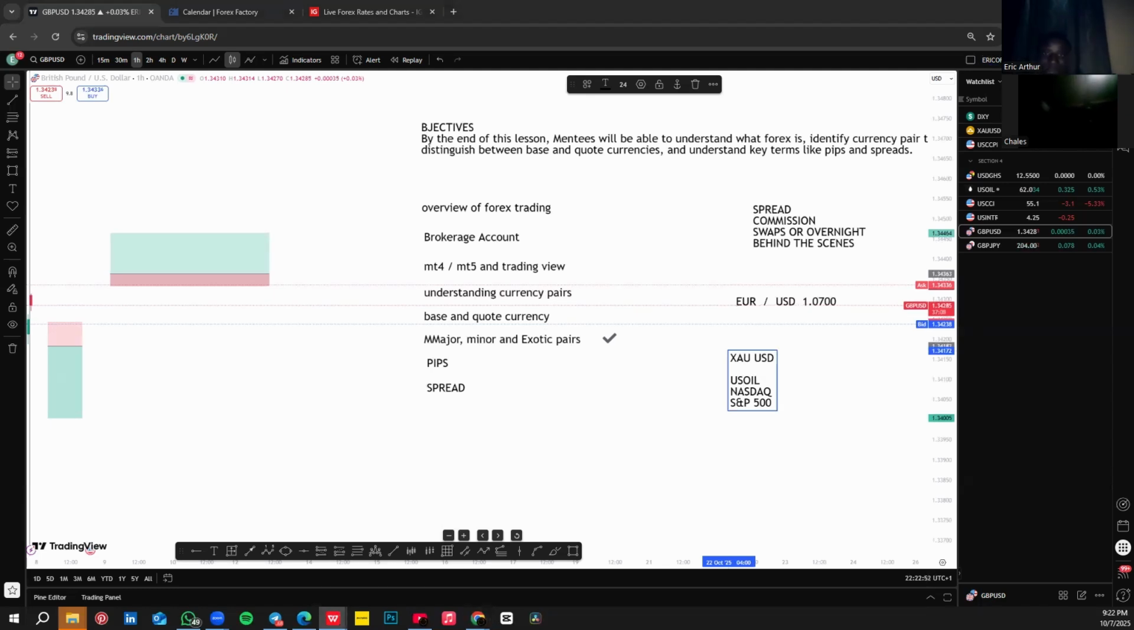So with the pips, when you open a trade, the pips show the profit that you are going to make or the loss, the amount you are going to risk. So you will come back there. Okay, we'll come back there.